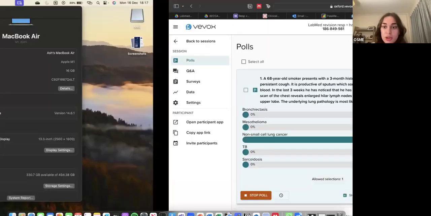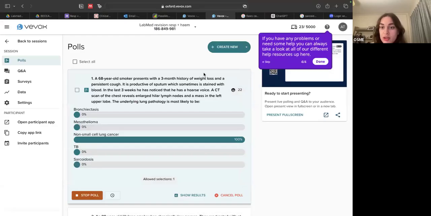So for this question, it's a 68-year-old smoker with a 3-month history of weight loss and persistent cough. The productive sputum is also stained with blood. You're already going to start thinking at this point that it's adenocarcinoma, because that's the most common type, which is a non-small cell lung cancer. The bit that often caught me out was just the terminology of non-small cell lung cancer.